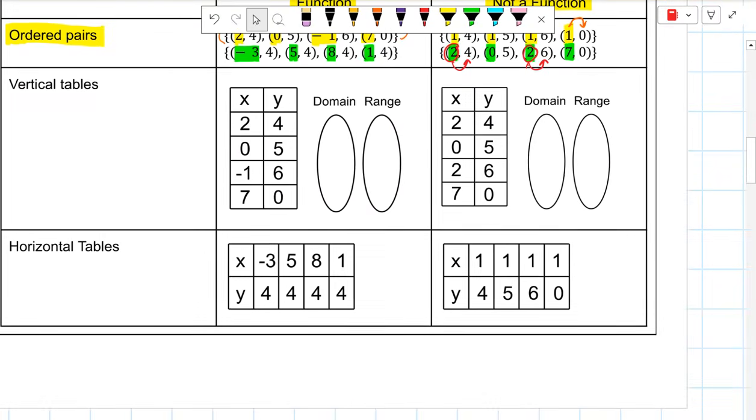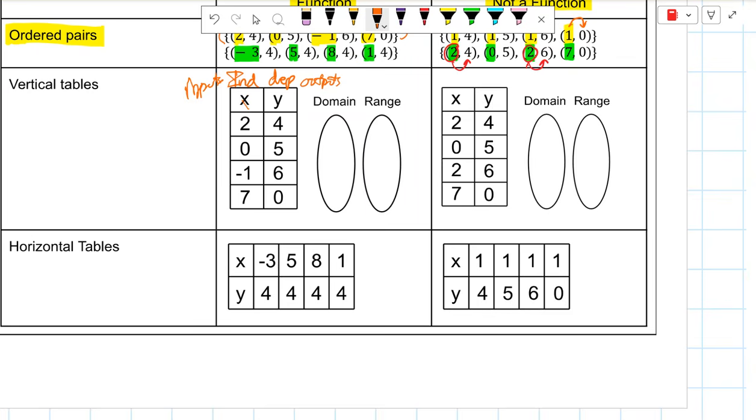Now let's look at vertical tables. On a vertical table, you have the x inputs and the y outputs, or the dependents. Not dependents, the independents and the dependents, also known as the inputs and the outputs.